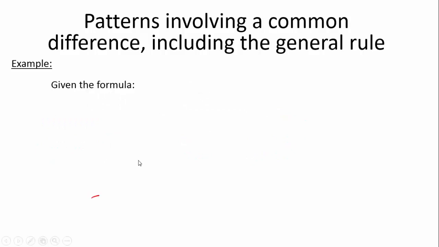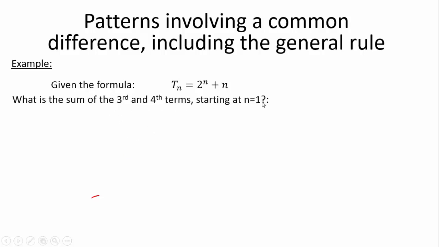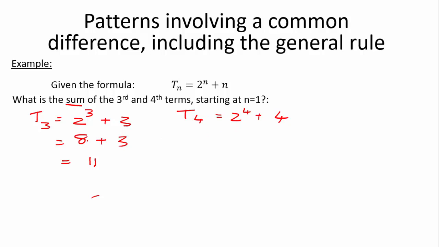We're given the formula Tn is equal to 2 to the power of n, plus n. What is the sum of the third and the fourth term starting at n is equal to 1? Okay, T3 is equal to 2 to the power of 3 plus 3. What is 2 to the power of 3? 2 squared is 4, times 2 again is 8. That's 8 plus 3, and that is equal to 11. T4 is equal to 2 to the 4 plus 4. So 8 times 2 is 16, plus 4 is equal to 20. The sum of these two terms, T3 plus T4, is equal to 11 plus 20, which you can see simply equals 31.